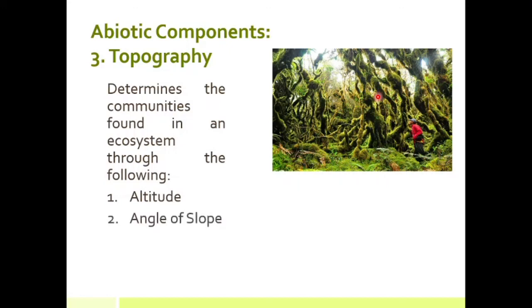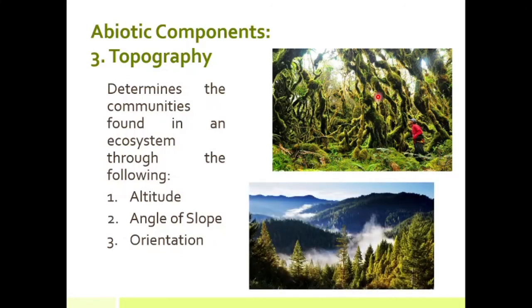Now, in terms of angle of slope and orientation, the organisms are influenced by topography in a way that mountains, as seen in this picture, face directly toward the sunlight. Some parts of the mountain face directly on the sunlight, which gives them the opportunity to have more plants because they are directly exposed to sunlight.